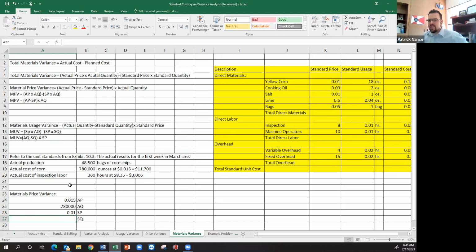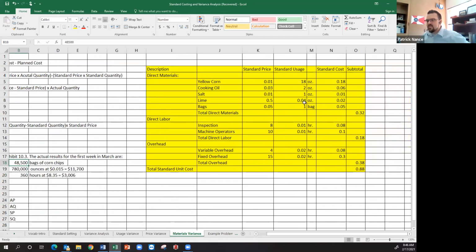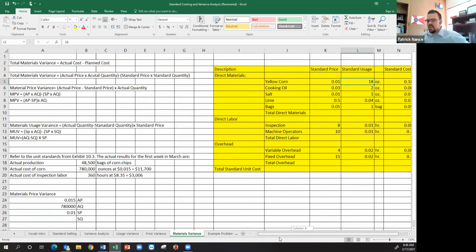And my standard quantity is based on the number of corn chips that I made. I made 48,500 bags of corn chips, so I multiply that by the number of ounces per bag, which is 18 in this case, to figure out my standard quantity. So you take 48.5 times the standard usage of 18 ounces. Now I've got my standard quantity, my standard price, and my actual quantity, so I can do my materials price variance.